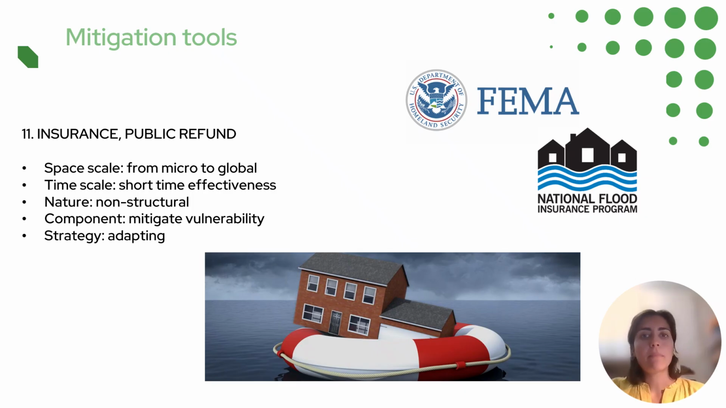Insurance schemes and public compensation programs do not reduce the hazard itself, but they mitigate vulnerability. By providing financial support after a disaster, they help families and communities recover more quickly. This is a non-structural measure that can apply at all scales, from individuals to global systems. Its effectiveness is immediate as it comes into play after the damage occurs, and it is a form of adaptation, social and economic resilience, rather than physical protection.